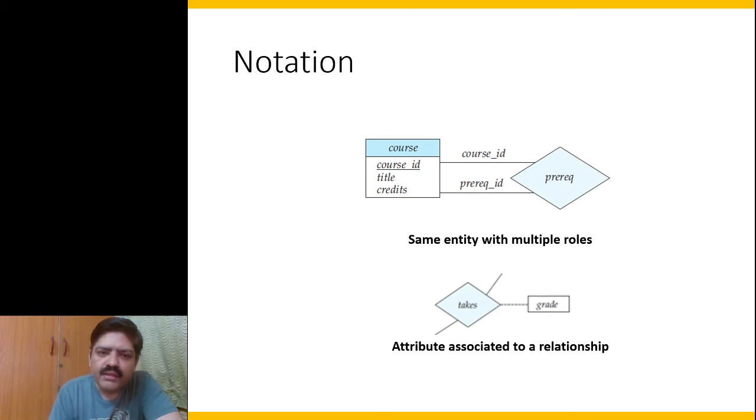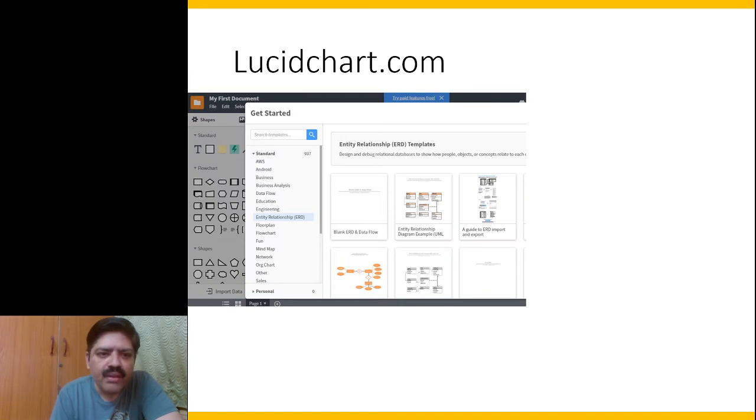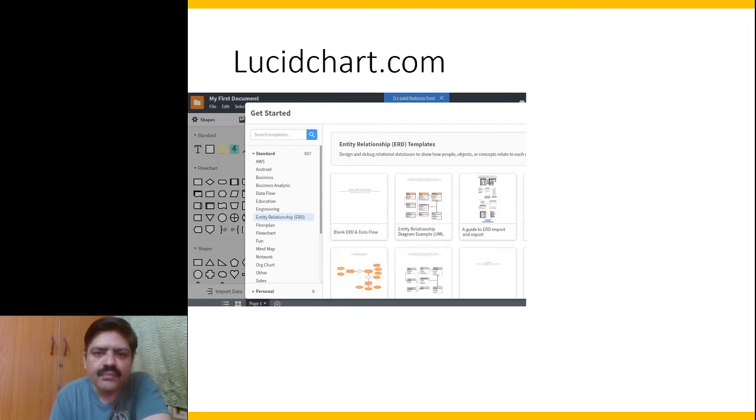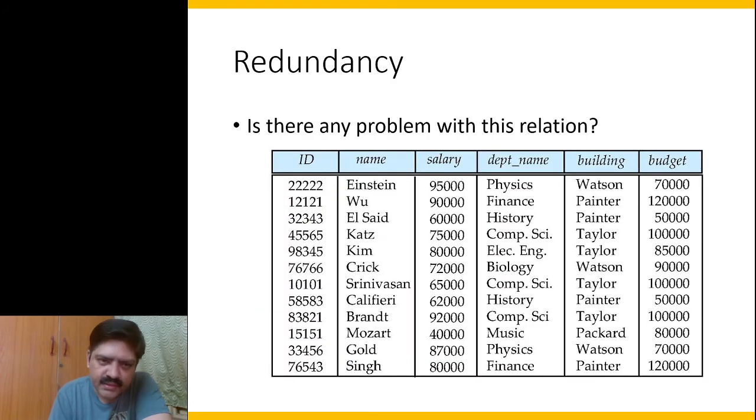We looked at different properties of entity sets, different kinds of relations, and so on. We also looked at two different notations: this kind of notation and the UML-like notation as well. I showed you lucidchart.com, where you could create these diagrams online. With that, we are ready to discuss functional dependencies.